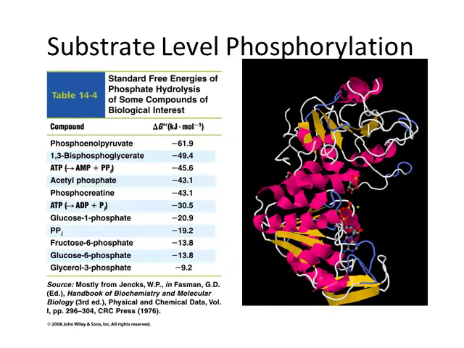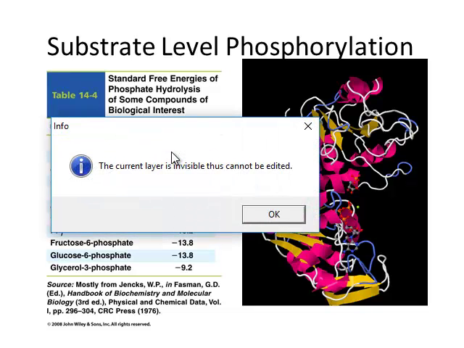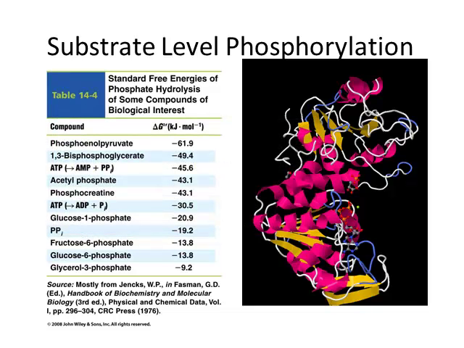Remember our table of free energy changes associated with phosphate hydrolysis? Here's 1,3-BPG. Hydrolysis of phosphate is associated with a negative delta G of 49.4 kilojoules per mole. Synthesis of ATP has a positive delta G of 30.5 kilojoules per mole, so hydrolyzing a phosphate from 1,3-BPG provides more than enough energy to drive that ATP synthesis, and of course the difference is lost as heat waste.